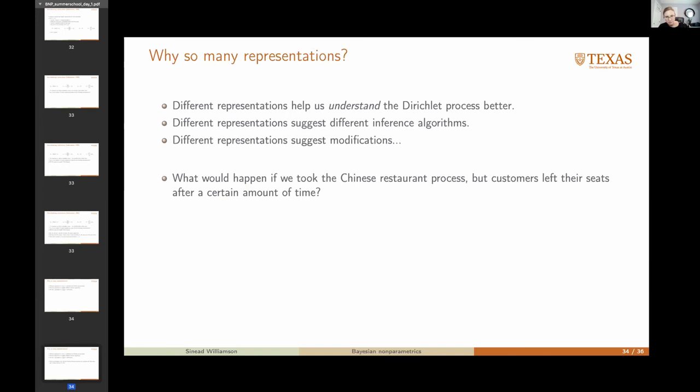This is something known as the distance-dependent Chinese restaurant process. And you can use that to do time-dependent clustering. And once you know these representations, that's a natural thing to ask once you're starting to think about restaurants.